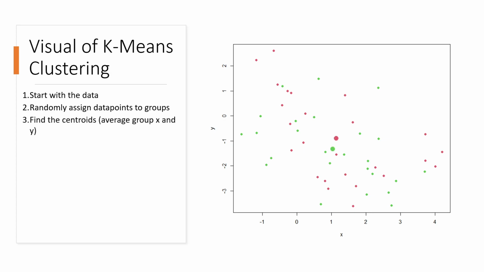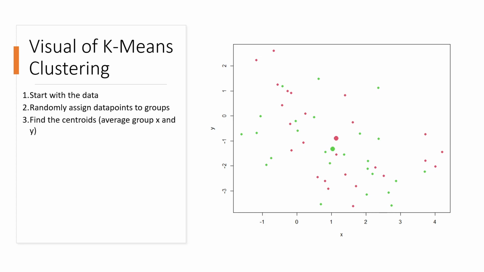Now based on mine, I now have red dots and green dots, and so I'm going to find the average x value and the average y value for red, and that gives me the center red dot. I'm going to find the average x value and the average y value for green, and that gives me the center green dot.